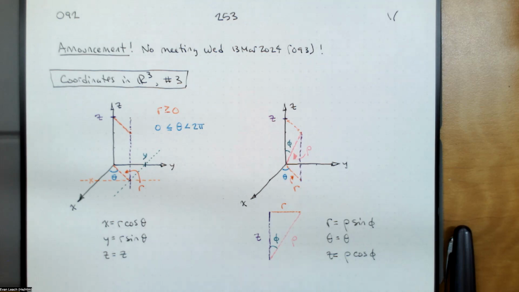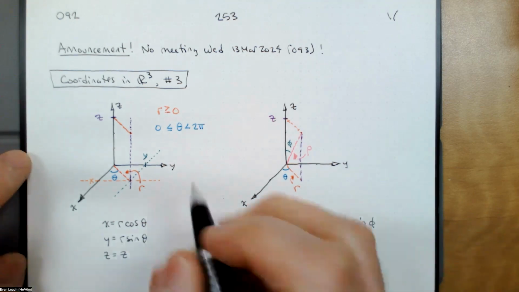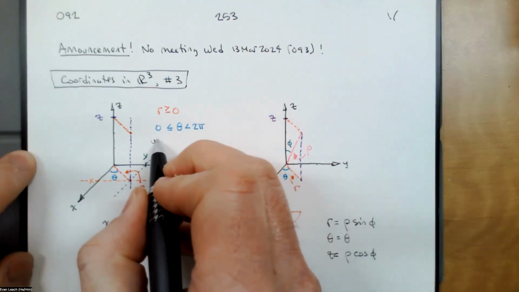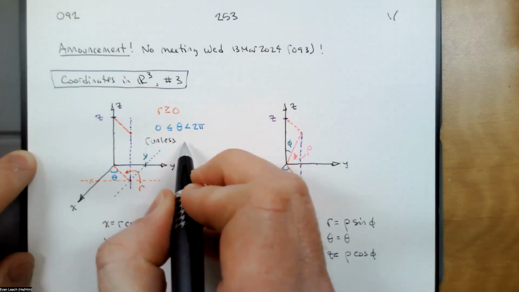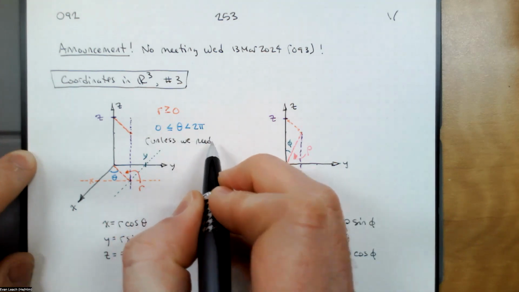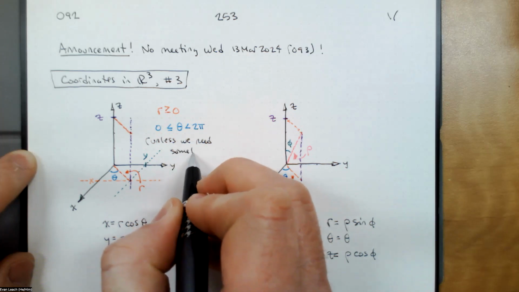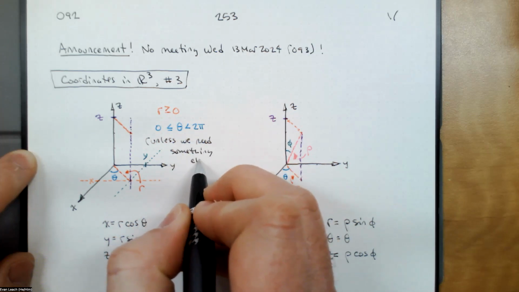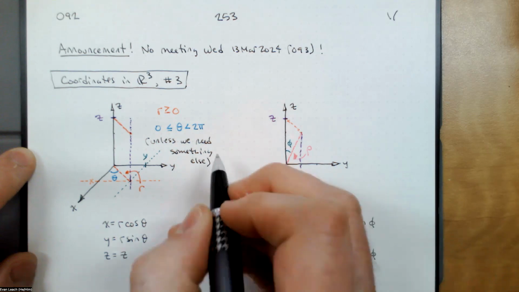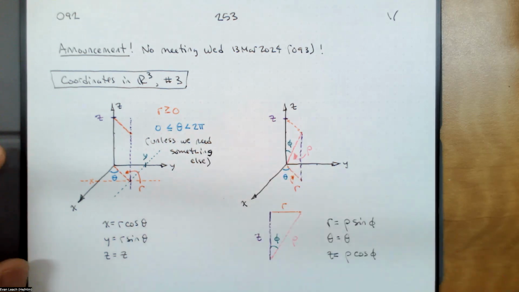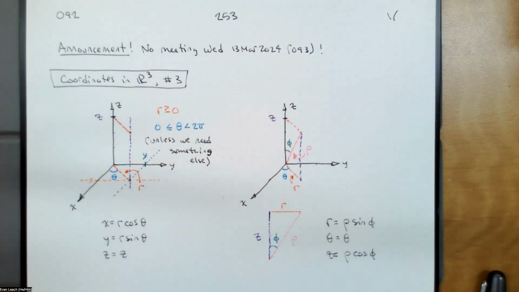Unless we need r to be negative, and unless we need theta to be outside of this range. Unless we need something else for some particular purpose. In general, this is going to be our default. We'll do the same thing with z. Z can be anything it wants, positive and negative. It's just a distance. No problem.